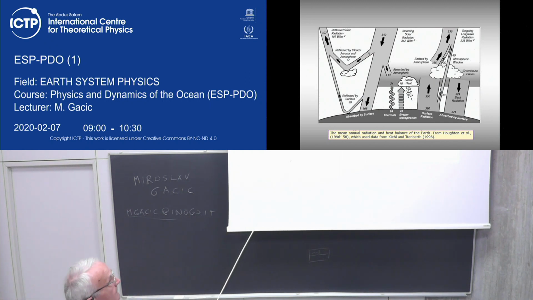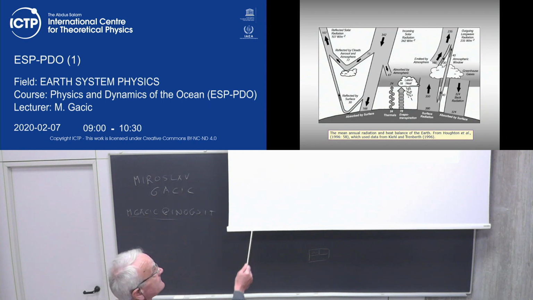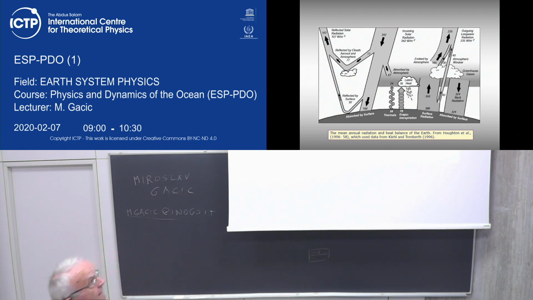What is important is this schematic diagram, which shows what is the percentage or what is the amount of solar energy which is absorbed by different components of the Earth, by the atmosphere, by the ocean, by the land. What is the importance of evaporation, evapotranspiration, transpiration, and so forth.